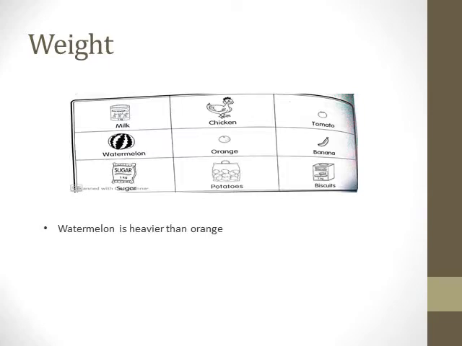Same picture. If I compare these objects with each other, and I look at the watermelon and orange, I can easily say that watermelon is heavier than orange, because when I look at the picture, it is big in size. Same if I compare sugar and banana, I can say that sugar has a good weight, it's good in size, but banana is small, so sugar must be heavier than banana.